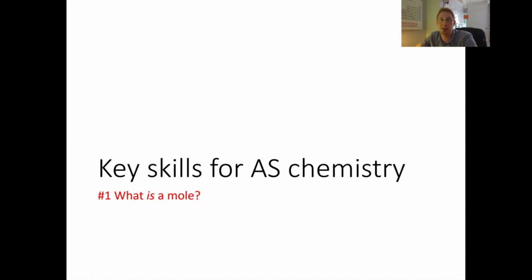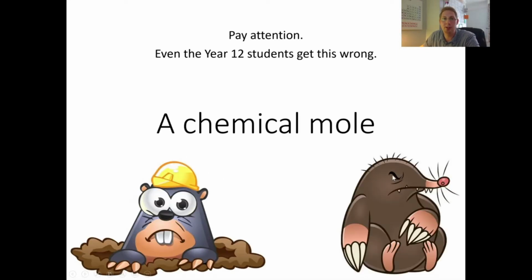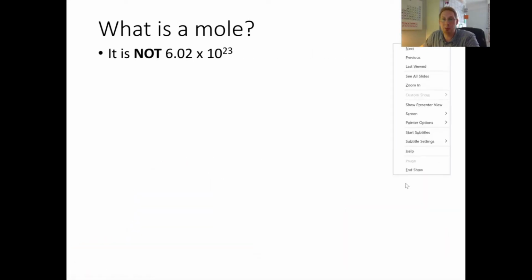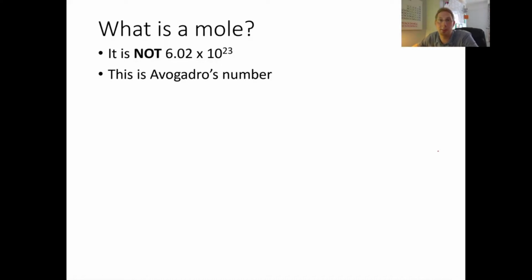And one of the things I always do at the start of the year is I ask my students, what is a mole? And it is amazing how many of them cannot answer that question. Even the students who got 9s at GCSE are unable to answer that question. So have a think and then see if you've got the right answer. Well, let's start with what it is not. A mole is not 6.02 times 10 to the 23. If you gave that number, what you've actually given is Avogadro's number. And that is important and it is related to a mole, but that's not what a mole is.